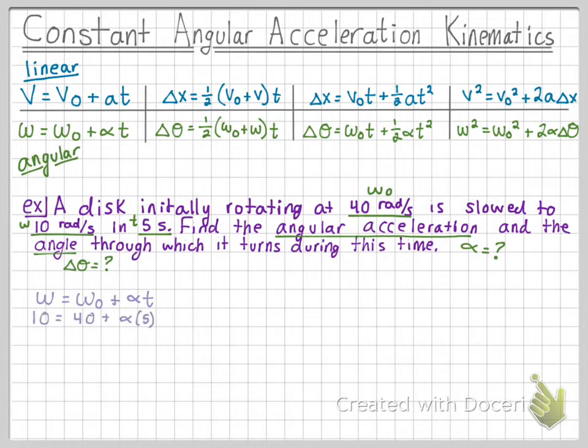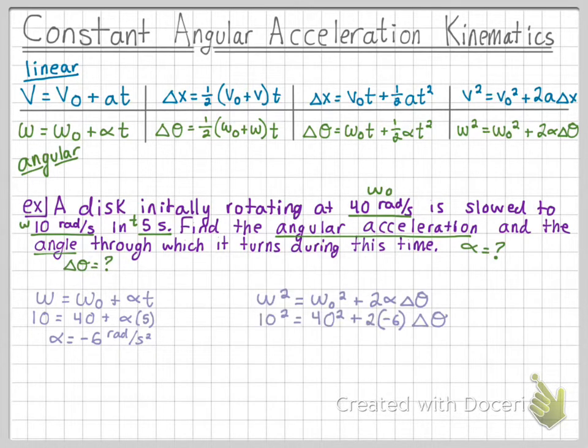So we have our known variables, we can plug them in, and we find that the angular acceleration is -6 radians per second squared. So next we need to calculate angular displacement, which we can use any of the equations to do this, but I'm going to choose to use this one. So I can plug in my known variables, and when I solve, I see that the angular displacement is 125 radians. Great. Now let's do another problem.